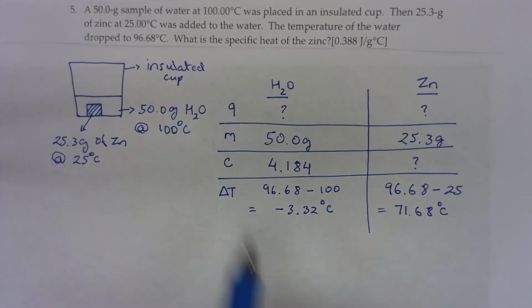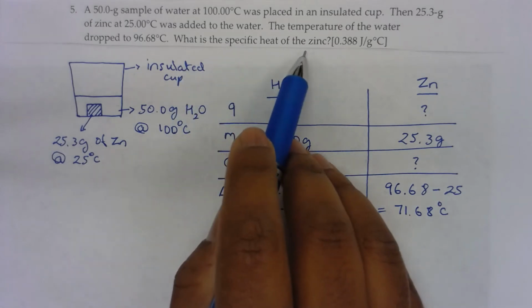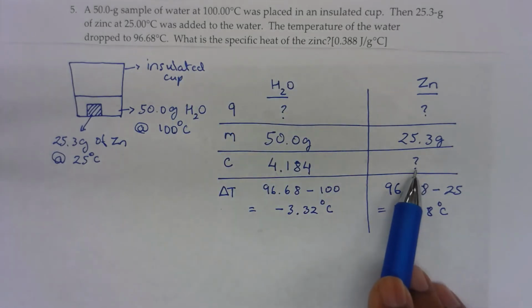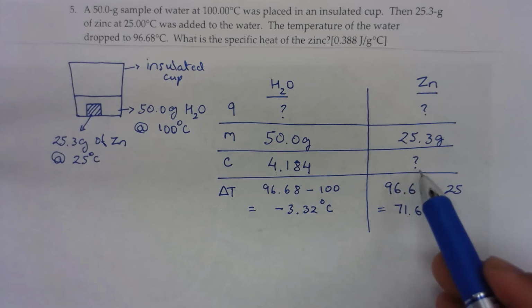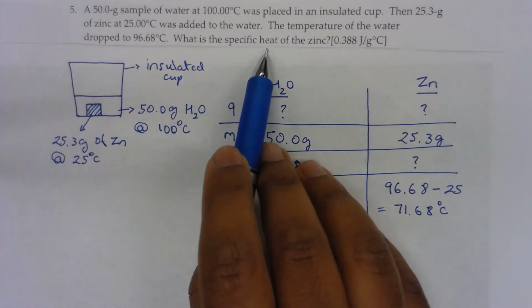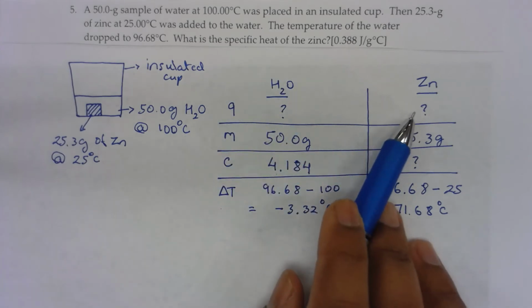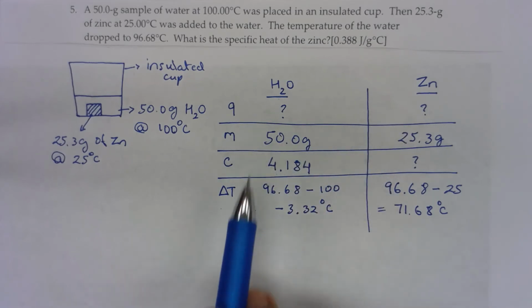Now here's the thing. The question is asking me, what is the specific heat of zinc? Which is this right here. Can I solve an equation with two unknowns? No, you cannot. The question is specifically asking me to find the specific heat, which means somehow I'm going to have to come up with the value of Q. So before that, let's look at water.